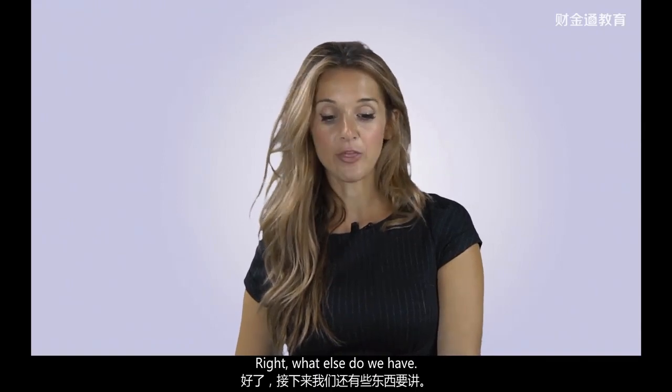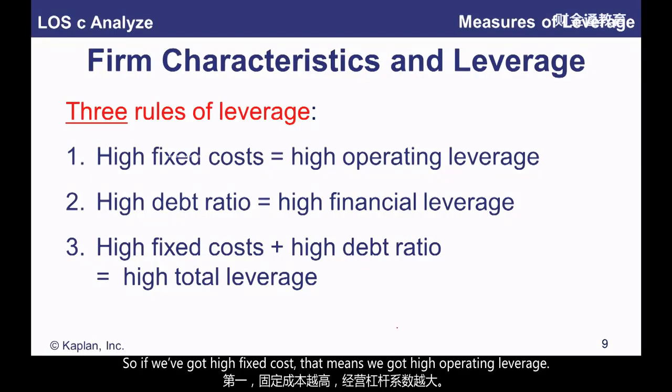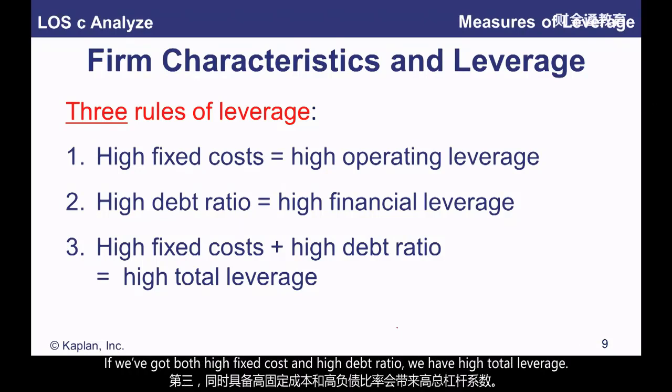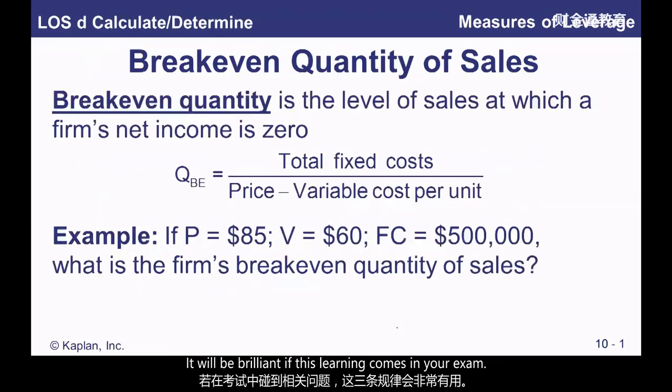Right, what else do we have? 3 rules of leverage, okay? I think we should be good with this. So if we've got high fixed costs, that means we've got high operating leverage. If we've got a high debt ratio, that means we've got high financial leverage. If we've got both high fixed costs and a high debt ratio, we have high total leverage. Brilliant. It'll be brilliant if this learning outcome statement gets tested in your exam.